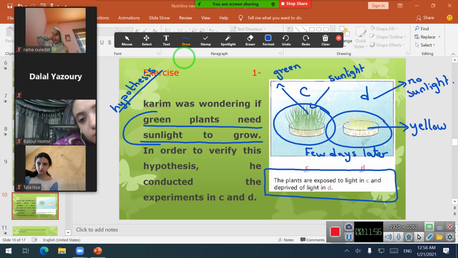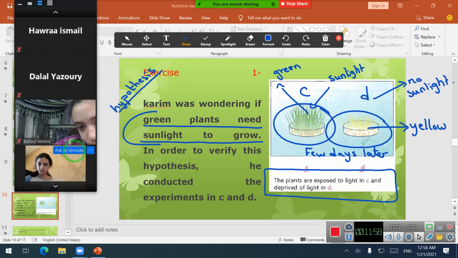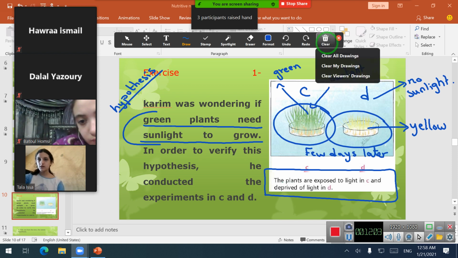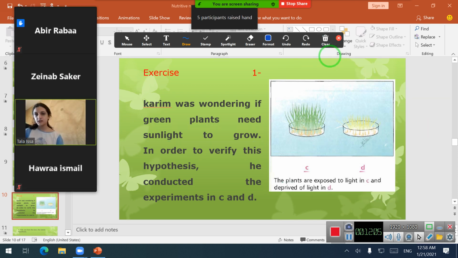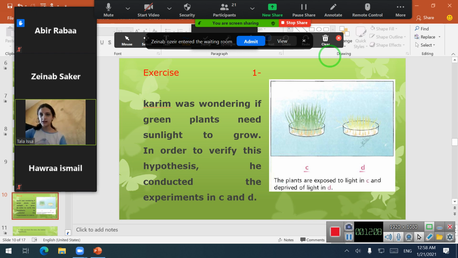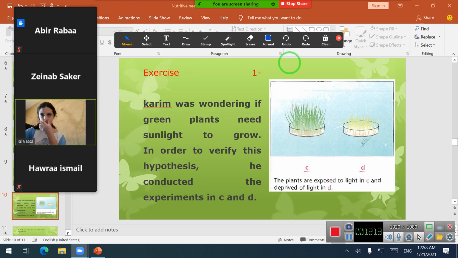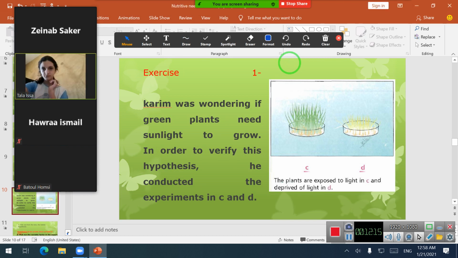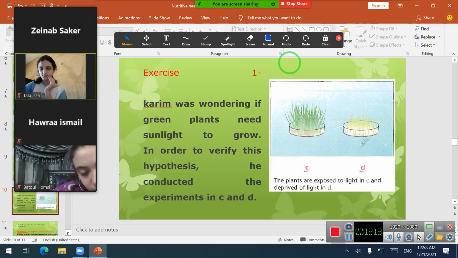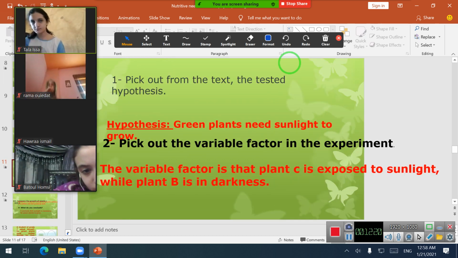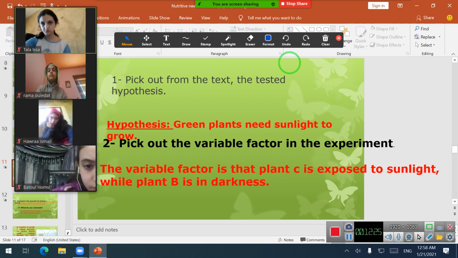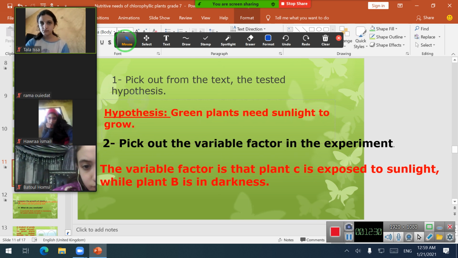Why do you think, Tala, plant D turns yellow? Because it wasn't exposed to sunlight. Excellent, because it wasn't exposed to sunlight. So, sunlight gives the plant its green color, or allows the plants to make their leaves green. So, the hypothesis, as you said, will be: green plants need sunlight to grow.